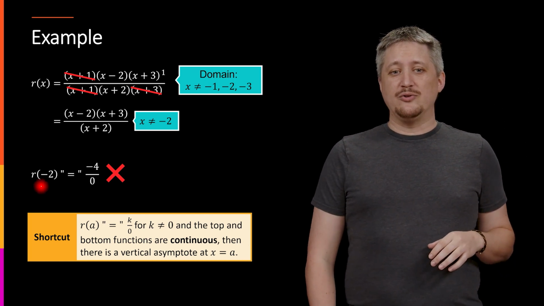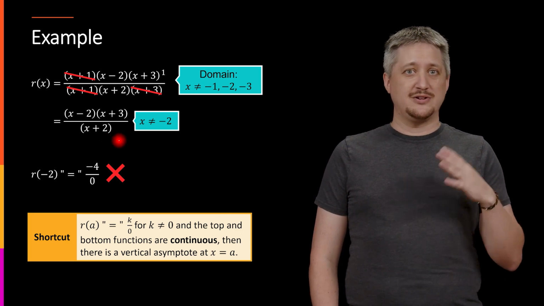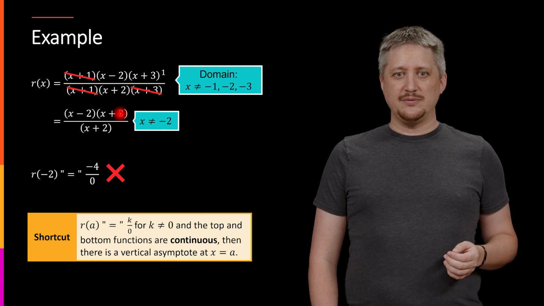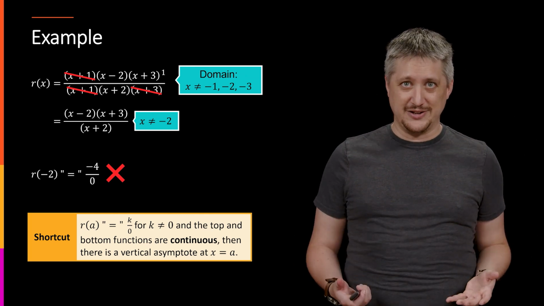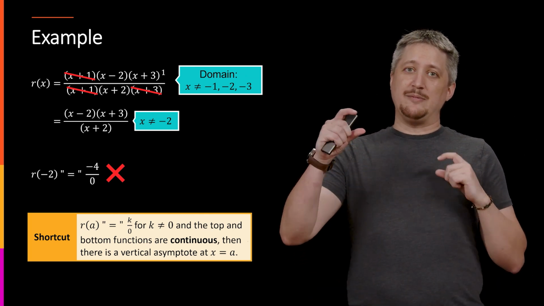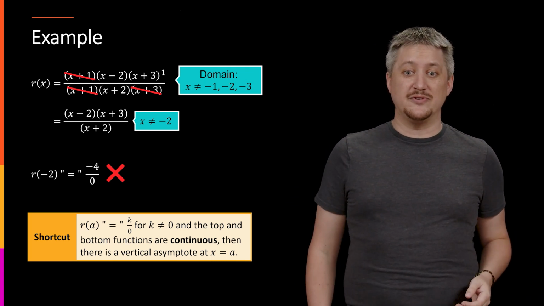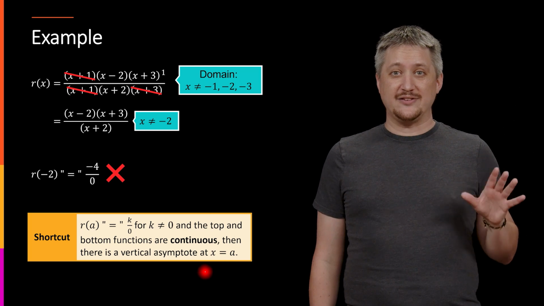So when I look at negative 2, if I looked at just the bottom function, x plus 2, that's a polynomial, continuous everywhere, certainly continuous at negative 2. If I look at the top, that's a product of polynomials, so it is also a polynomial. It is also continuous at negative 2. So since the top and bottom are continuous at those values, and trying to plug it in gets me non-zero over 0, that tells me that there's a vertical asymptote at x equals a.